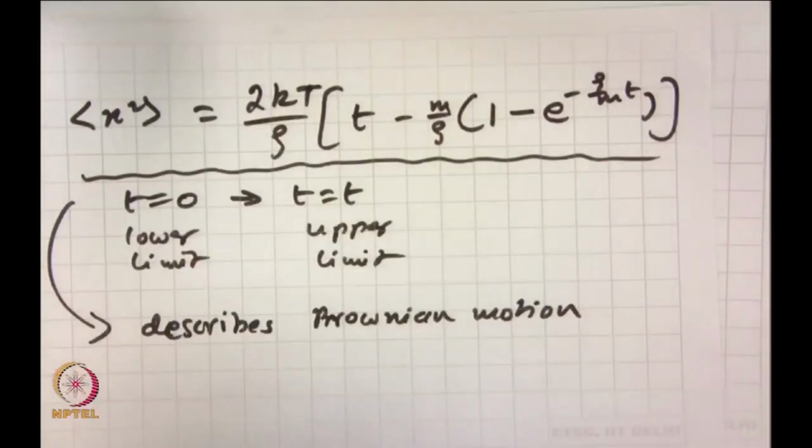It will be 2kT by xi times t, which would be equal to x squared, isn't it? What is 2kT by xi? D. So, x squared at very long times, that means t is much greater than tau correlation, is equal to 2 times the diffusion constant D times t, right. Then what about the root mean square displacement? It would be root over 2Dt. I am not writing this one, I am just explaining it to you, because we will do it in the next class on Monday.